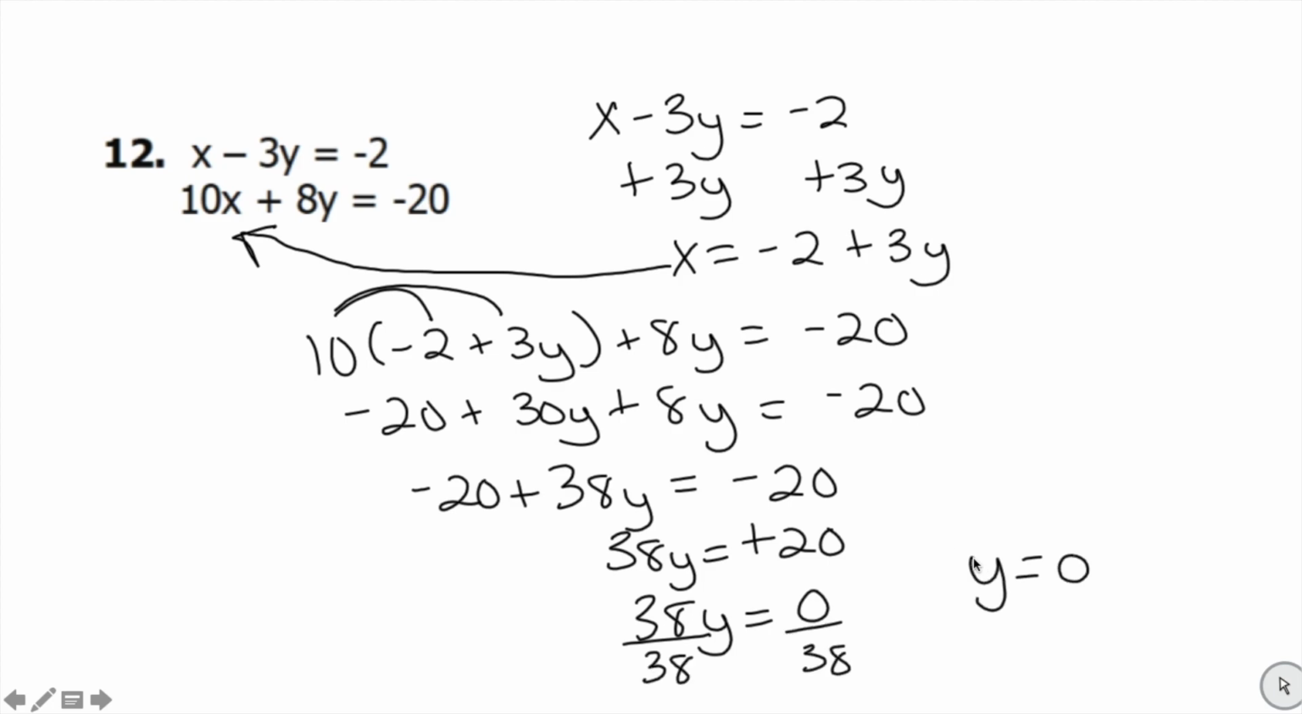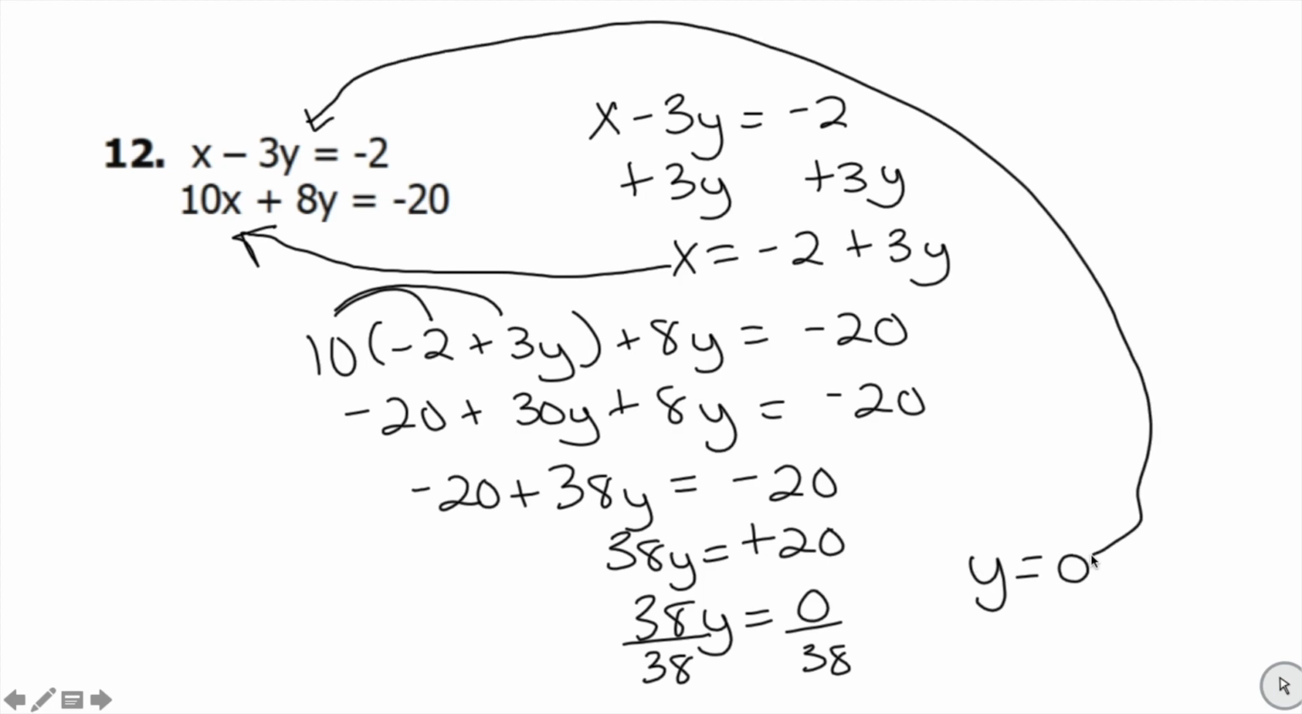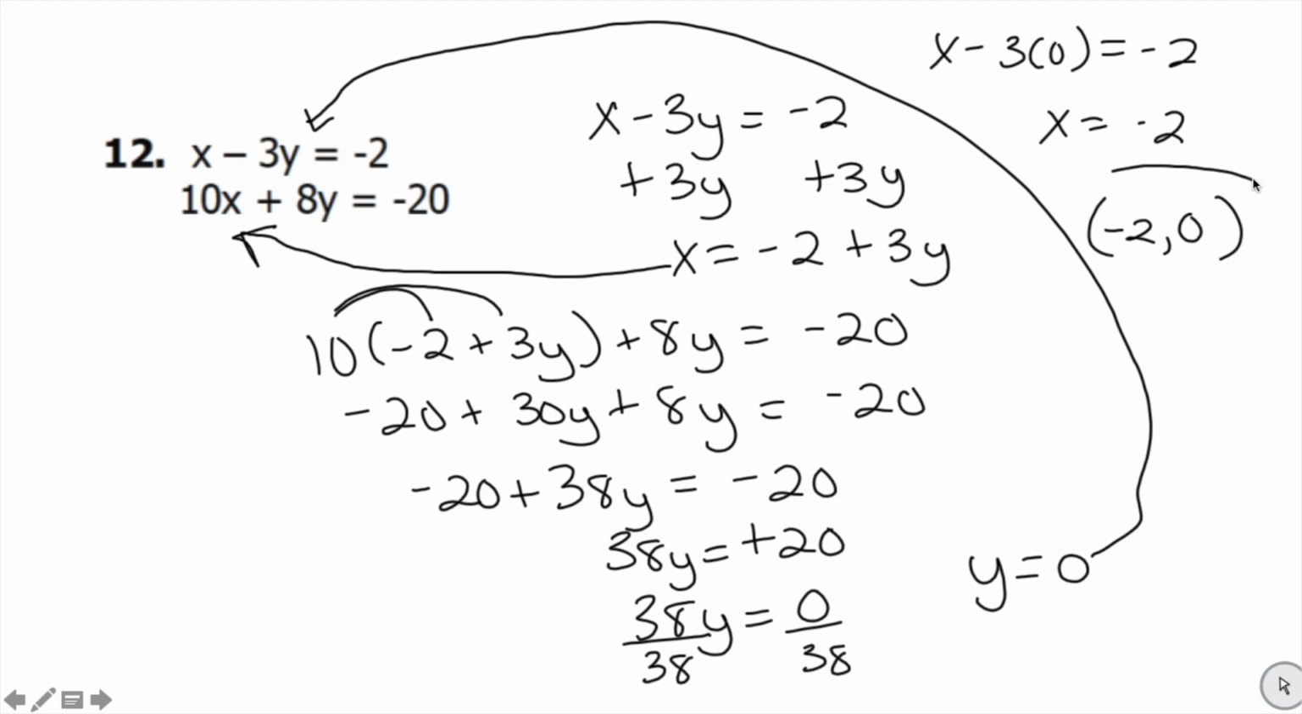y would equal 0, and then you plug this back in, and you get x minus 3 times 0 equals negative 2. So then x minus nothing would equal negative 2, so it's just x equals negative 2. So then when x is negative 2, y would be 0. And that would be your solution for this one.